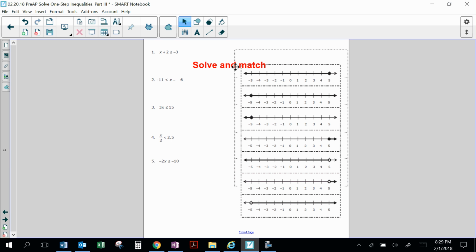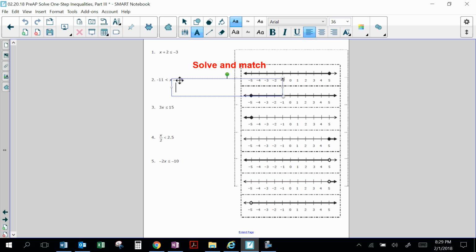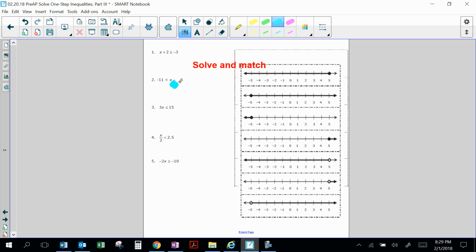So for example, the one I want to do is number 2. This is pretty much the only one I would like to talk about, number 2, and maybe number 5. So here's the variable x. I add 6 on both sides. By adding 6 on both sides, I'm doing the inverse because I'm isolating the variable. So add 6. This cancels out. -11 plus 6 is -5 is less than x.